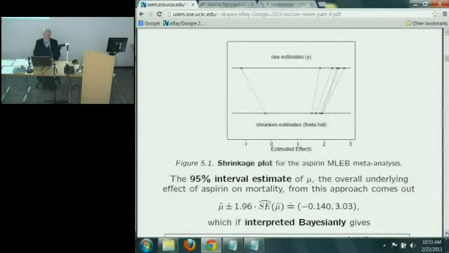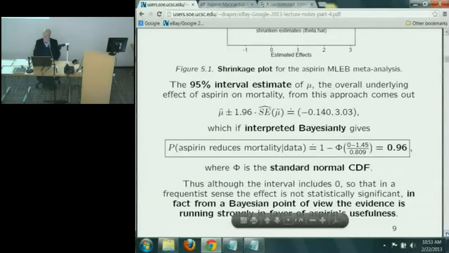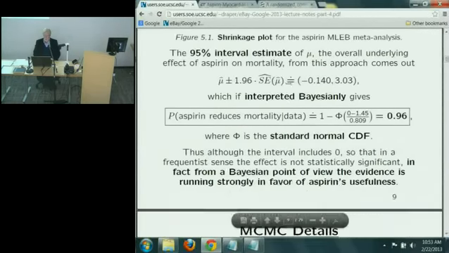So I showed you this little shrinkage diagram that shows how everything's being shrunken back toward the grand mean. And we interpreted the maximum likelihood estimates in a Bayesian fashion and worked out that approximate Bayesian posterior, that the posterior probability that aspirin in the population of everybody that we wish to generalize to actually serves to reduce mortality, given the data and relatively diffuse prior information, turns out to be about 96%. And so therefore, I believe all of us would agree that that's pretty strong evidence that taking one of these low-dose aspirins is in fact a good thing to do.